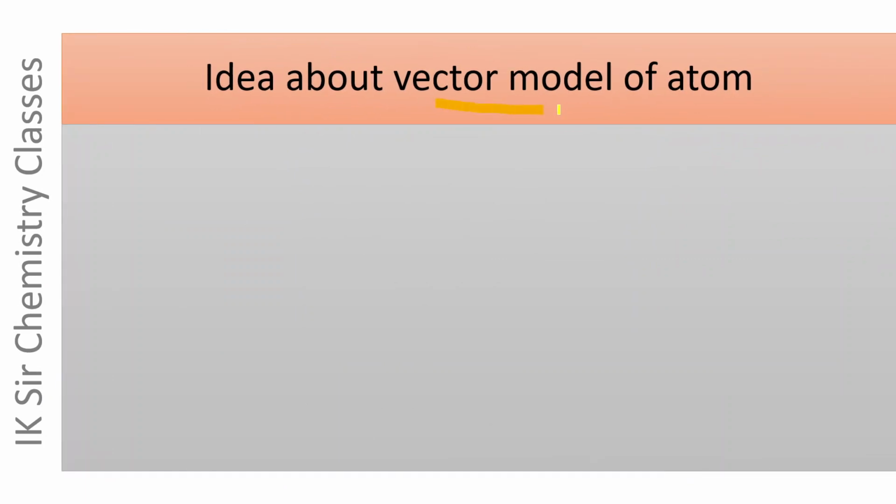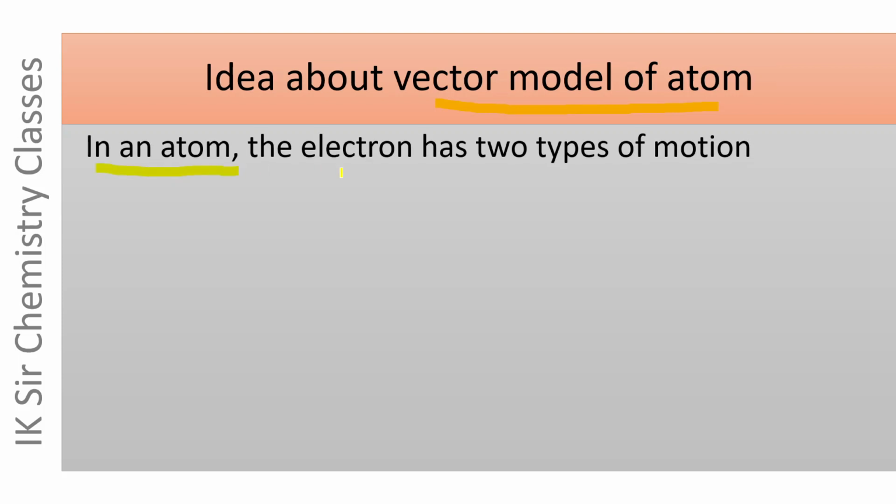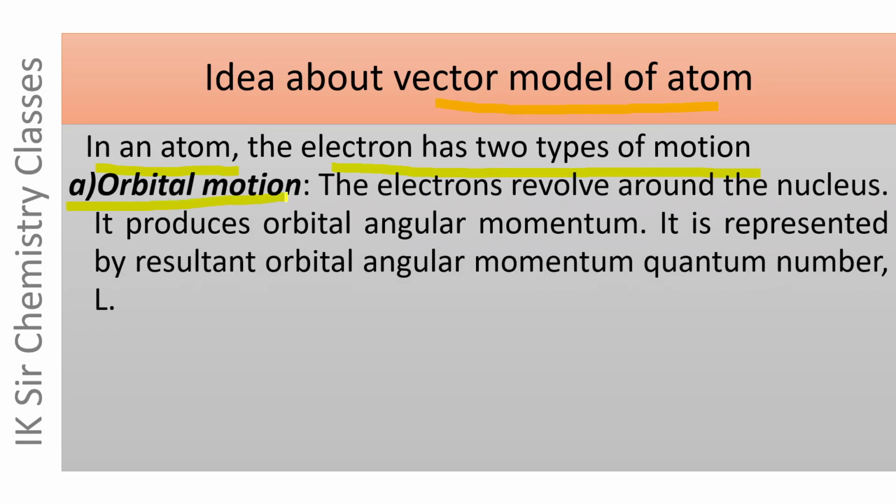Now an idea about the vector model of atom, which is necessary for the calculation of G value. In an atom, the electron has two types of motion. First, orbital motion. The electrons revolve around the nucleus. It produces orbital angular momentum, and it is represented by resultant orbital angular momentum quantum number L. The electron revolving around the nucleus is called orbital motion of electron, and it produces orbital angular momentum.